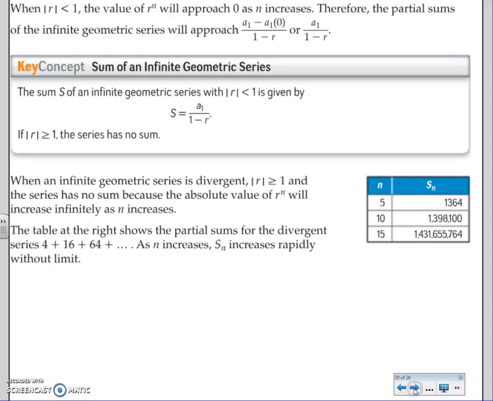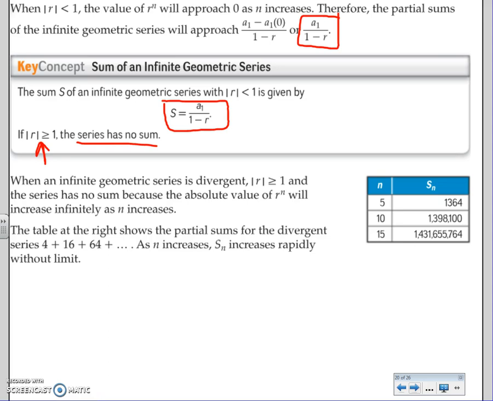While the absolute value of r is less than 1, the value of r^n will approach 0 as n increases. Therefore, the partial sums will approach a limit, and here's our brand new formula for an infinite geometric series. The key concept: the sum of an infinite geometric series with absolute value of r less than 1 is given by this formula. That's the sum of the entire thing. But if the absolute value of r is greater than or equal to 1, the series has no sum. So you can only sum something that is convergent, not divergent.